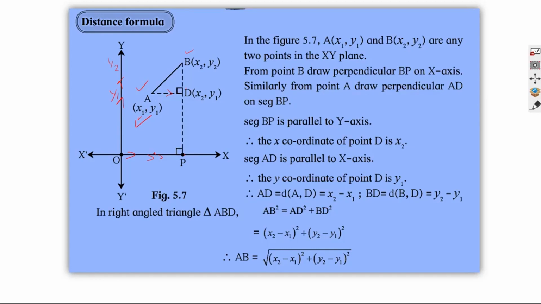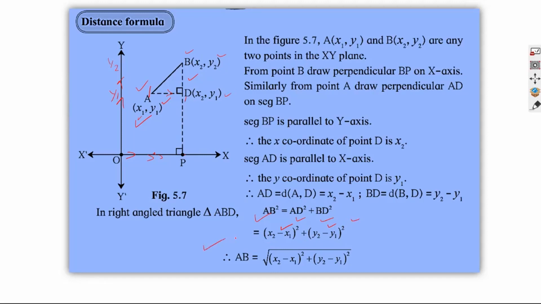It is by the Pythagoras theorem. If you know the sides of the right angle triangle, the distance between BD and AD should be known. That is AD square and BD square, which can help us find AB square by the Pythagoras theorem. To get AD, we use this axis graph, where AD is the distance from here to here, which will be x2 minus x1, and the distance BD will be equal to y2 minus y1, the square of this.